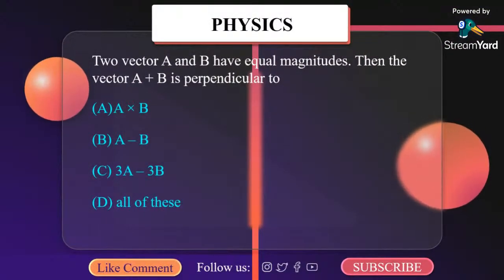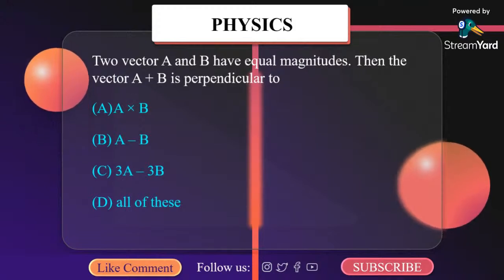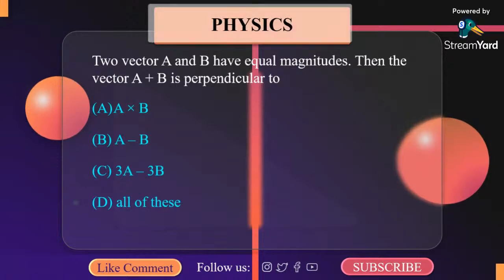Two vectors A and B have equal magnitude, then the vector A plus B is perpendicular to A A cross B, B A minus B, C 3A minus 3B, D all of the above. It is all of the above.